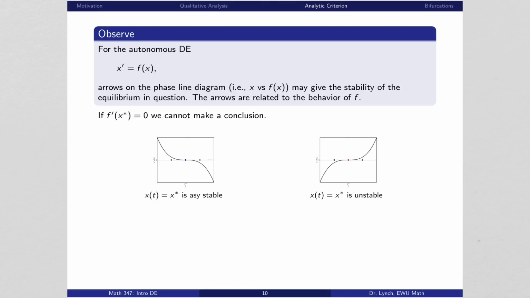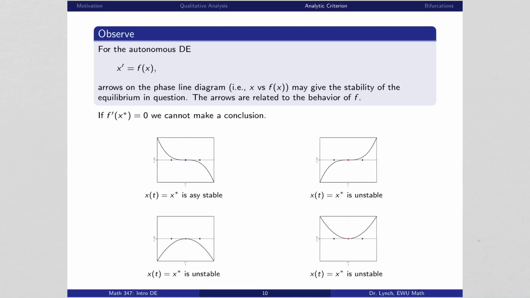A couple of examples of zero slope at an equilibrium solution where the equilibrium solution might be stable or unstable, and then similarly a couple more examples of an f whose derivative at the equilibrium solution is 0, where the equilibrium solution is categorized as unstable. Here, semi-stable, but again, we're just going to call that unstable.